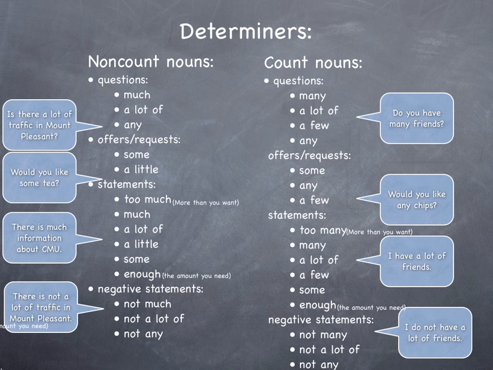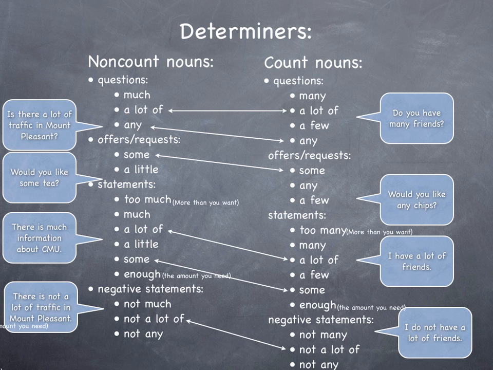Okay? So if you notice, there are some determiners from each group that are similar, like a lot of is in both groups, and any, some, not a lot of, and not any. So there are just a couple of ones that differ in every group, so you need to make sure that you remember those and remember how to use them.